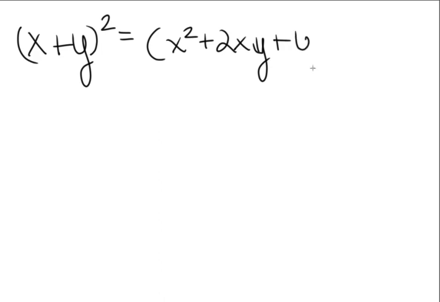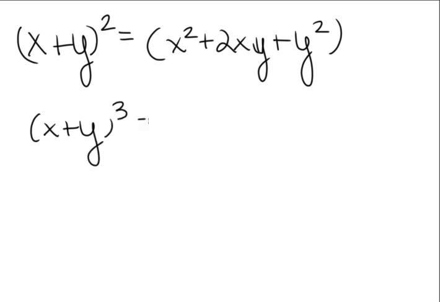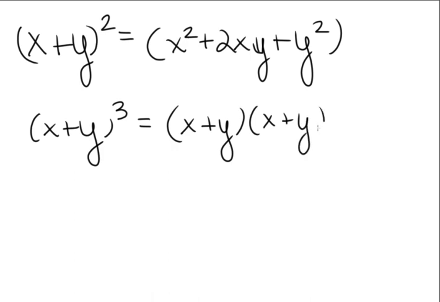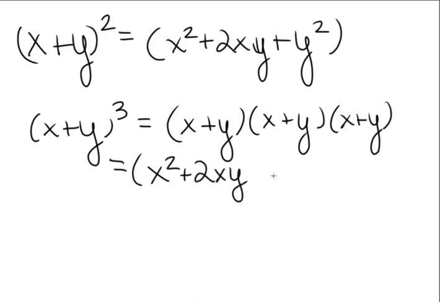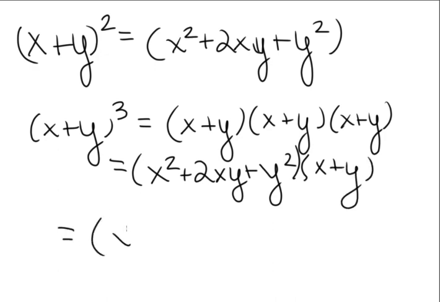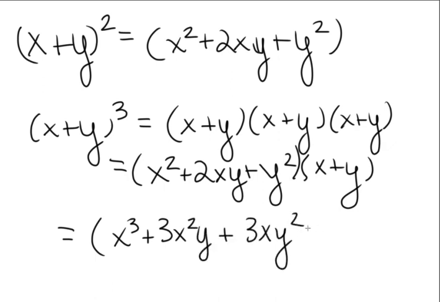And we can even try this with something bigger, like (x + y)^3. And this would be (x + y)(x + y)(x + y). And we know (x + y)^2 = x^2 + 2xy + y^2, and this would just be times (x + y). And now we have x^3 + 3x^2y + 3xy^2 + y^3.